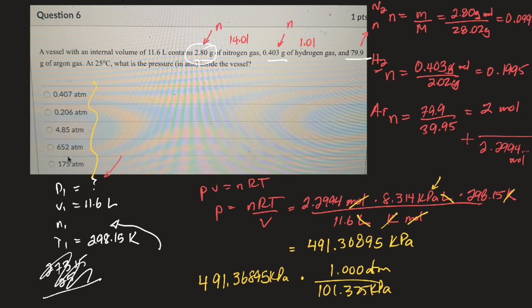So 491 point, I should have kept the number in my calculator. Divide by 101.325. So that's giving me 4.84934 atmospheres. So they have one close to that? 4.85. Oh yeah, that would be exactly it right there. Okay, hopefully that helps you with those two questions.